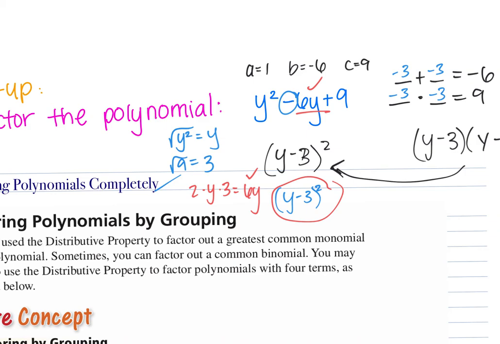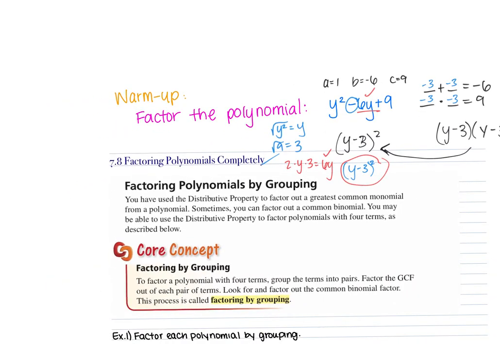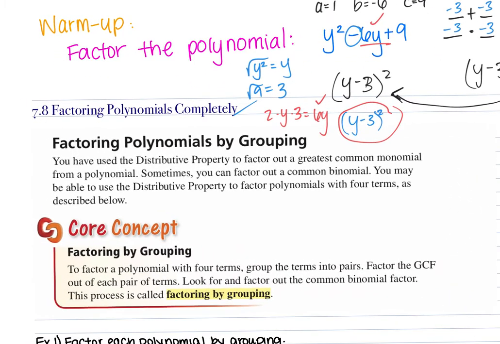Okay. All right, so today, we're going to learn one last way to factor, and then we are going to be factoring problems completely. What that means is we are going to be factoring from start to finish and factor down until we can't factor anymore. The first thing we're going to learn is factoring by grouping. We've heard grouping before. Do you guys remember what grouping was? What do we use to group?